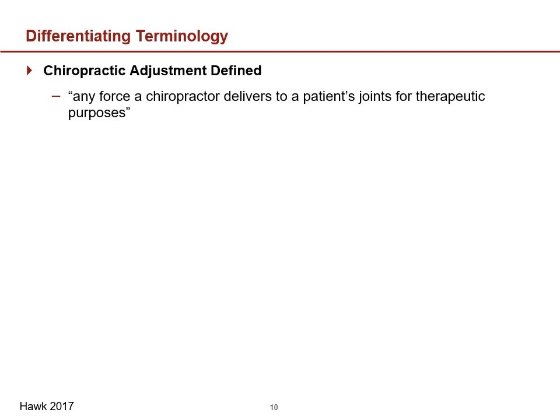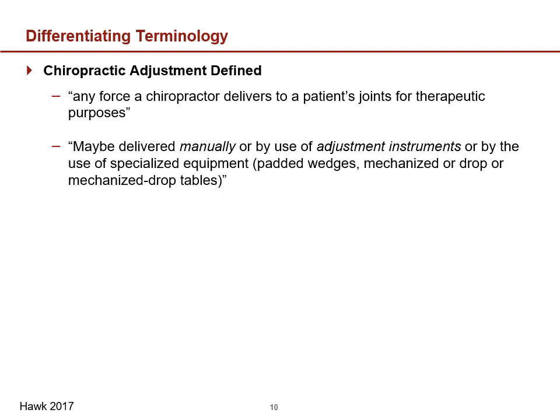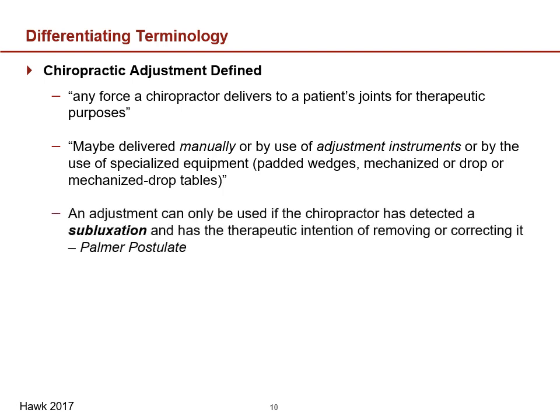So chiropractic adjustment is defined as any force a chiropractor delivers to a patient's joints for therapeutic purposes. It may be delivered manually or by use of adjustment instruments or by the use of specialized equipment such as padded wedges, mechanized drop tables or activators. An adjustment can only be used if the chiropractor has detected a subluxation and has the therapeutic intention of removing or correcting said subluxation, and that's dating back historically to the foundational roots of the chiropractic practice by the Palmer postulate.